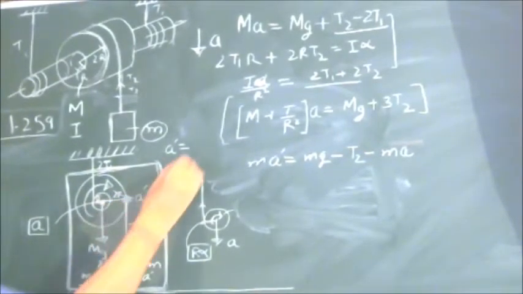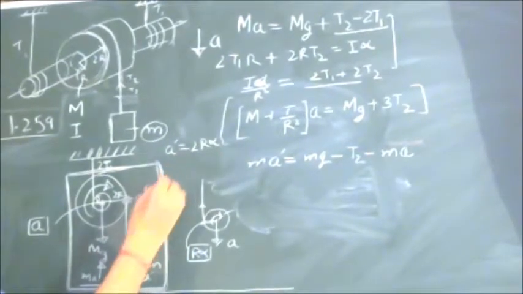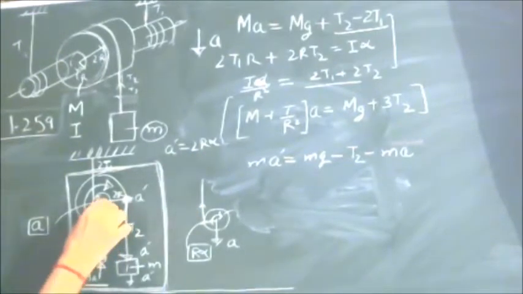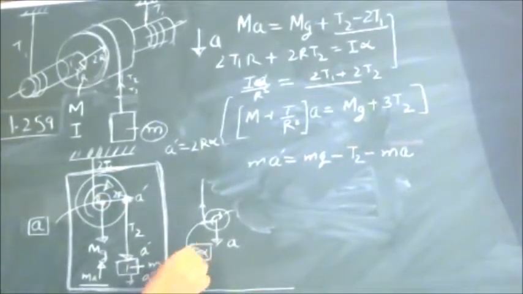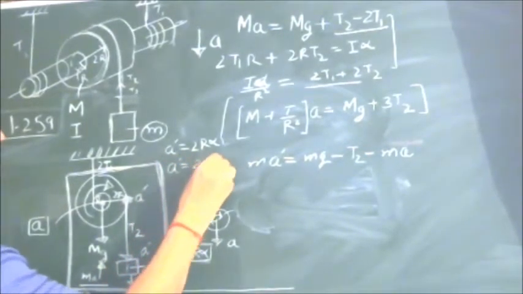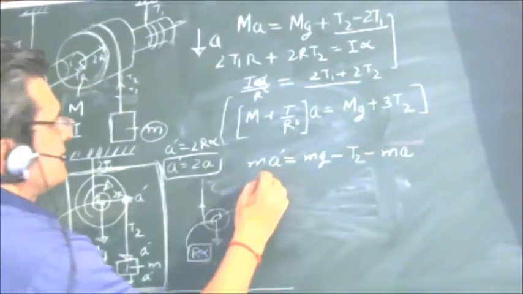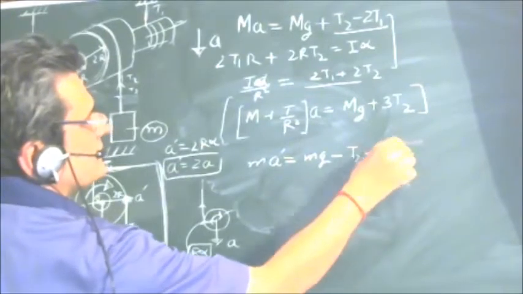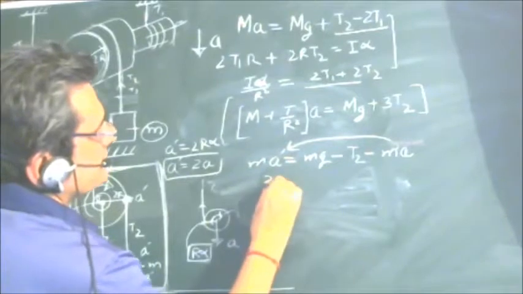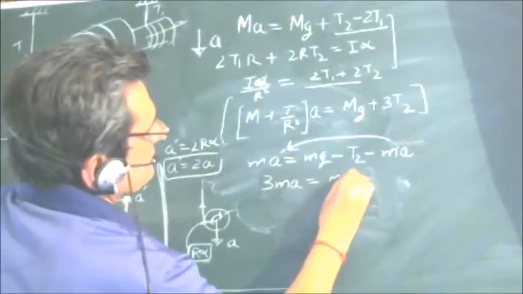So with whatever acceleration this is moving, the thread is also moving with a dash acceleration. So a dash will be equal to twice R alpha. And R alpha was a, as we had solved earlier. So a dash is equal to twice a. Put this relationship here. If you bring it to this side and replace the value of a dash, it becomes 3ma is equal to mg minus T2.